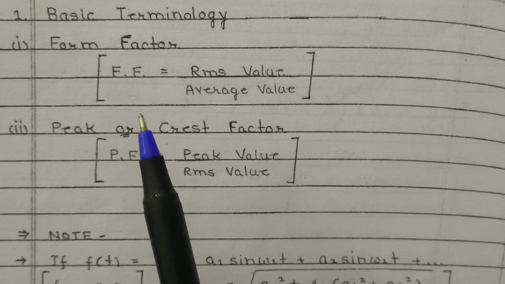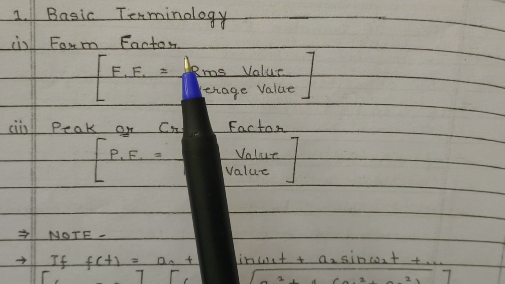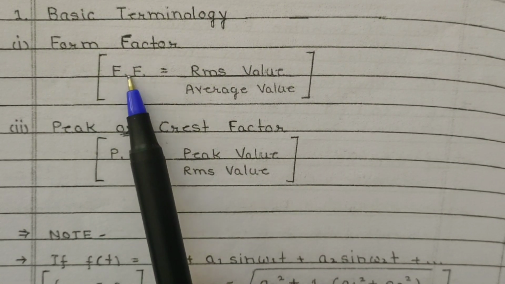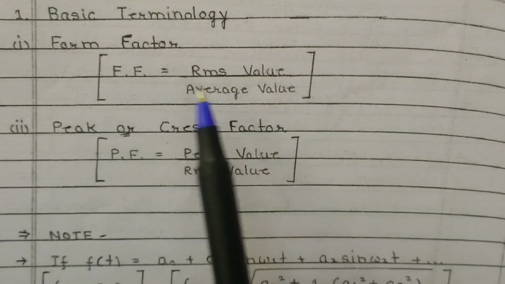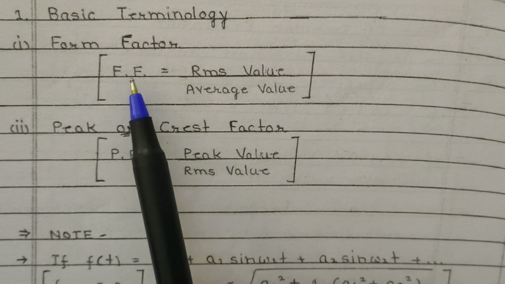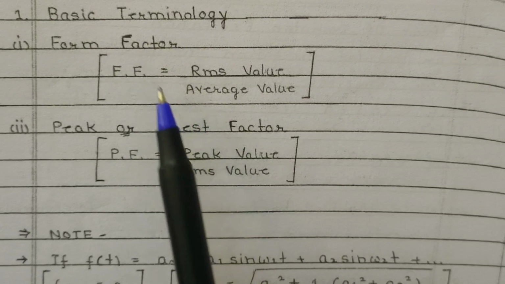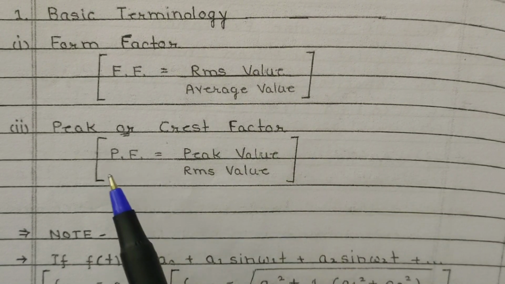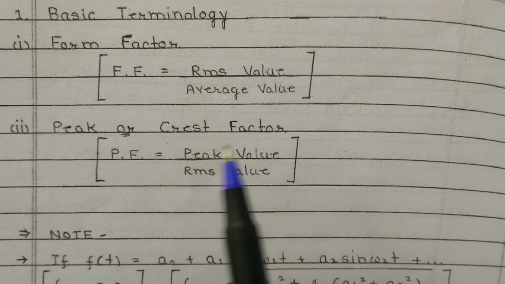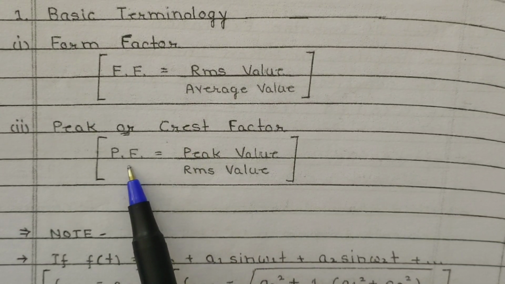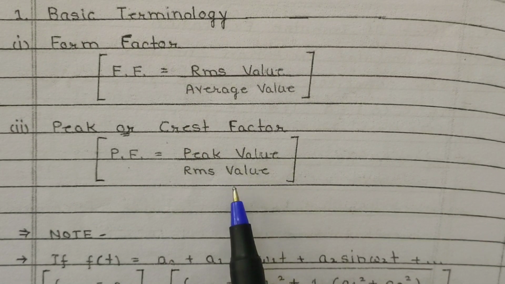Now we will see the basic terminology regarding AC circuit analysis. The first term is form factor. Form factor equals RMS value by average value. Remember it as FRA: form factor, R means RMS value, A means average value. Peak factor or crest factor, remember it as CMR. Crest factor or peak factor equals maximum value by RMS value.